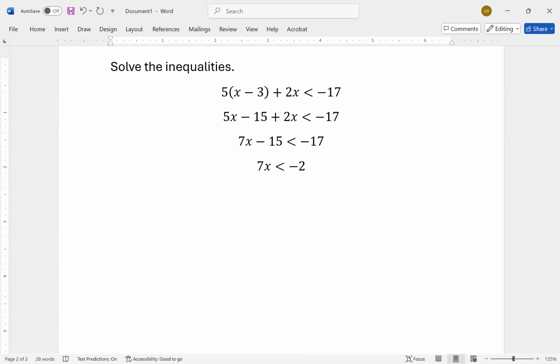Now then I would divide both sides by a positive 7. Because I'm dividing by a positive number, the sign is going to stay the same. Dividing by positive 7 would give me the algebraic answer that x is less than negative 2/7. So that's the algebraic answer. Let's in fact just write that out, that that's the algebraic answer.